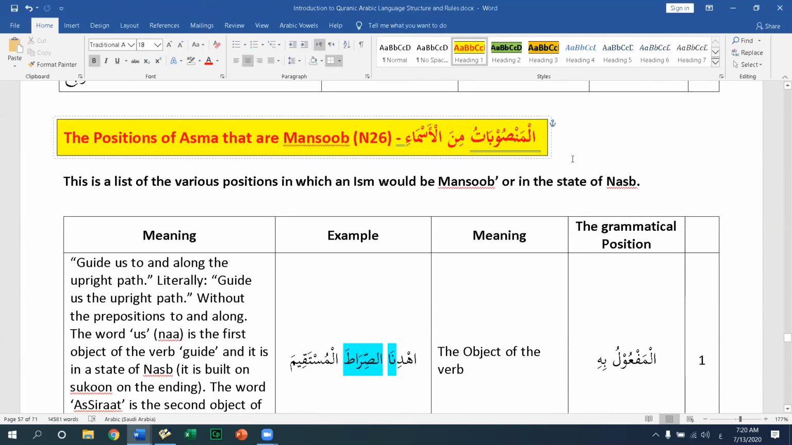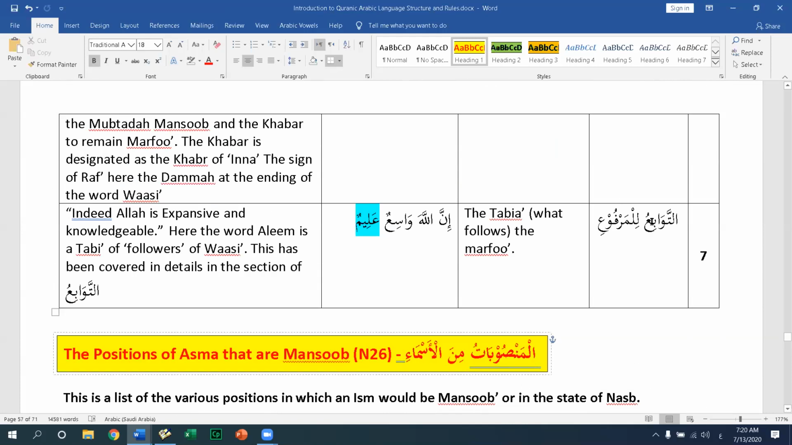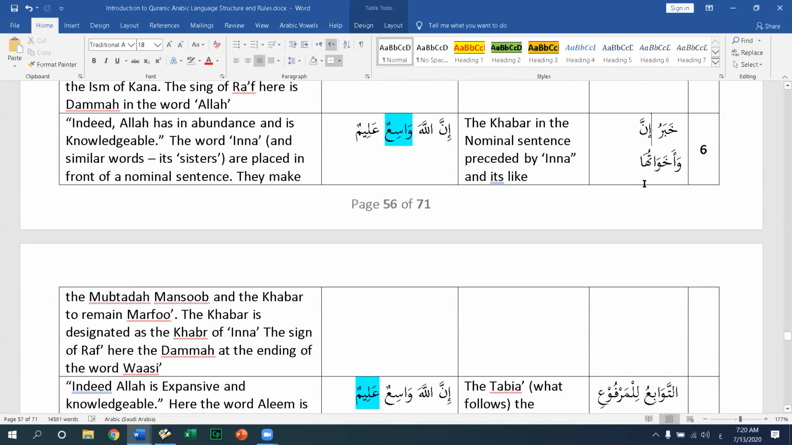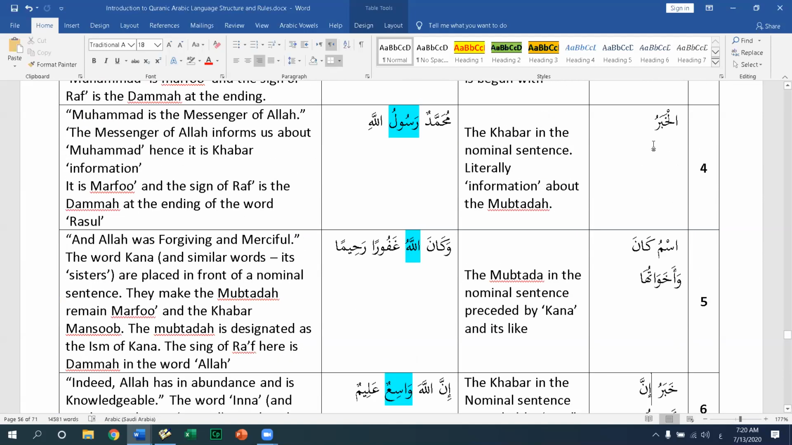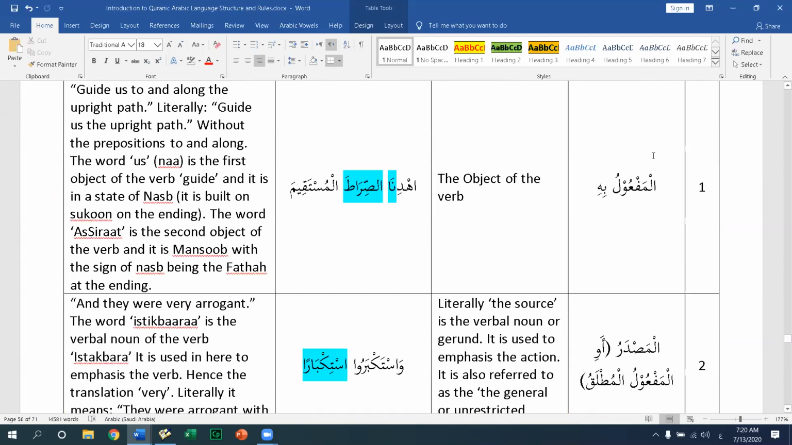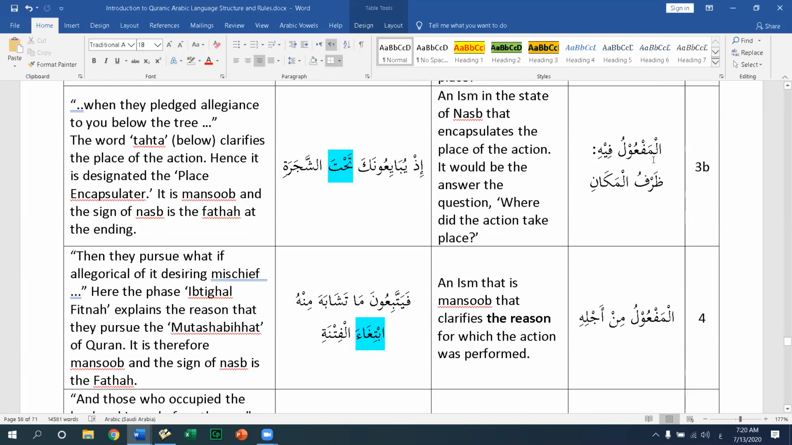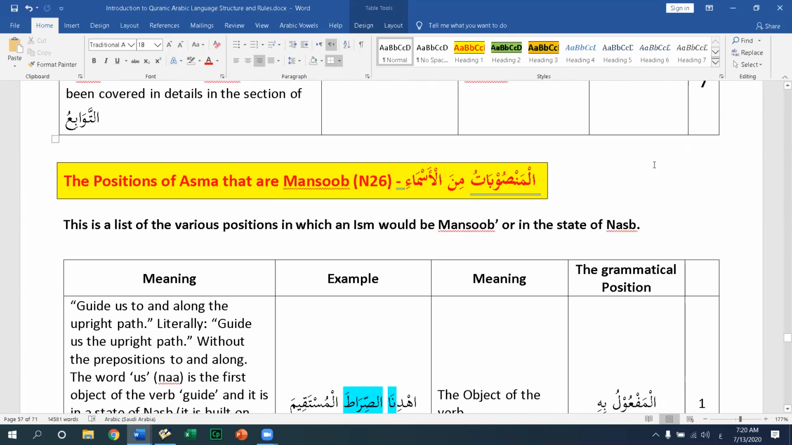Is that understood? Of course, for this you'll have to go back to get the details in its own section which are above. This, by the way, much of this we did already, but we're putting them together, compiling them as a bird's eye view, a comprehensive list to see all the positions in which the asma are marfu'a, and now we will do mansuba, which is a little lengthy.